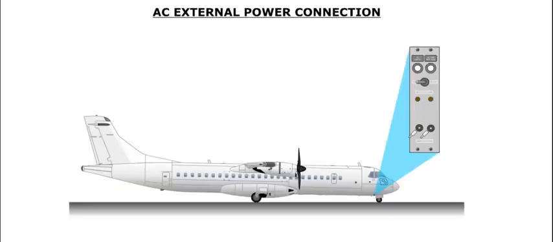AC external power can power both AC wall buses. AC external power is plugged into the airplane electrical system through a receptacle located on the right side of the aircraft, just aft of the nose gear.